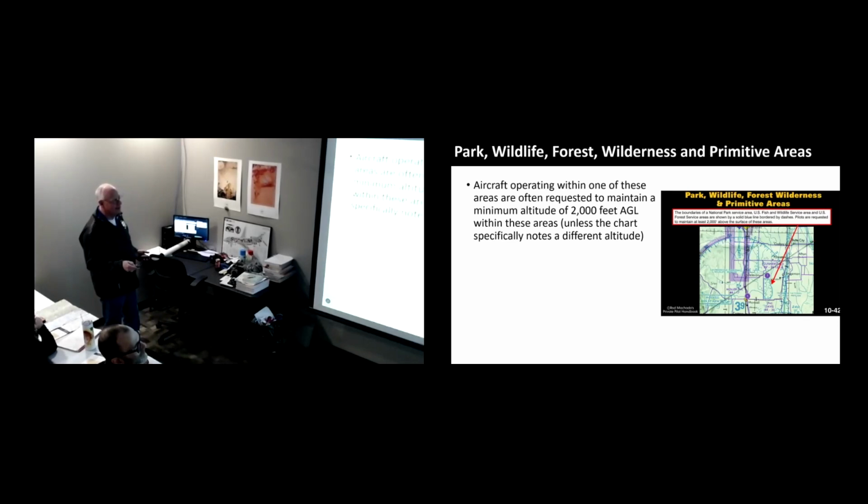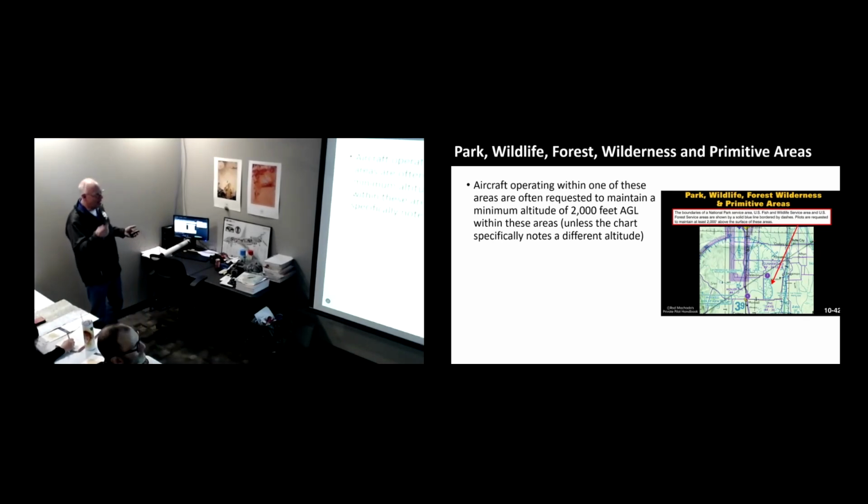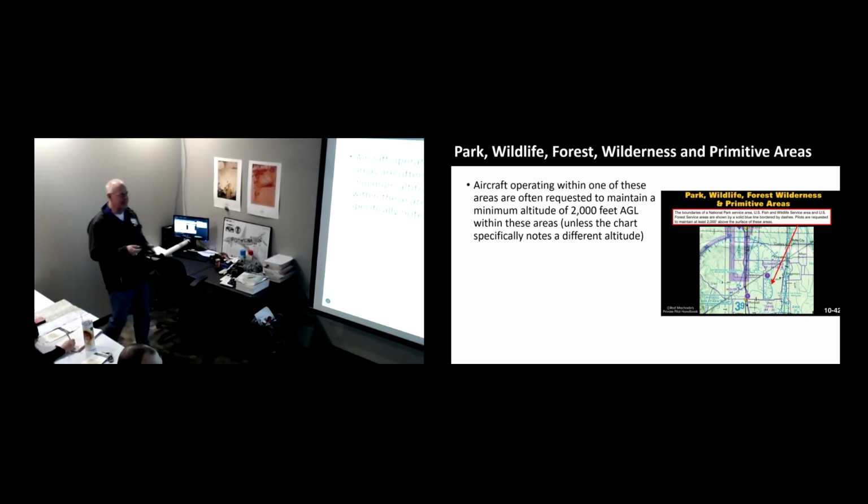You look here, you see the square or rectangular box with the dots inside it. That indicates a national wildlife area. Can you fly there? Yeah, but they prefer that you don't. They prefer that you fly at least 2,000 feet AGL above them, just for preservation of the wildlife. So you're going to see them in multiple areas. They're asking you to just avoid that area.